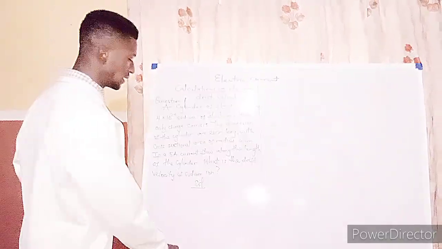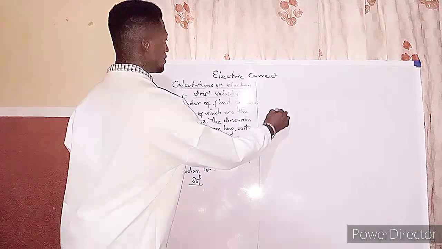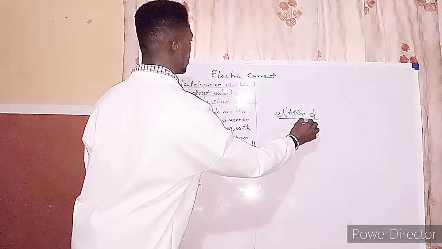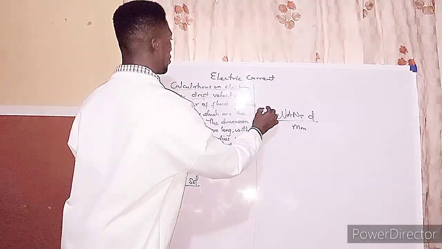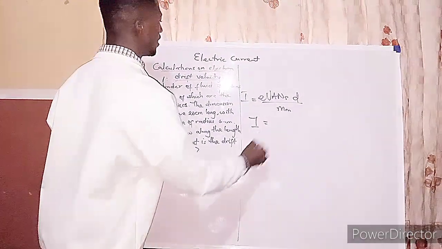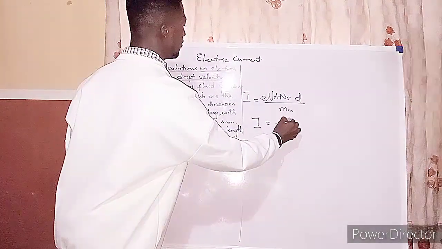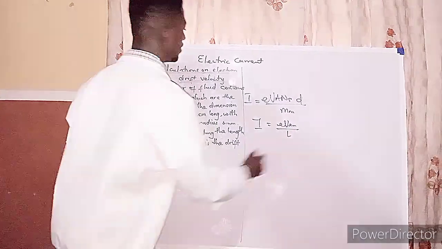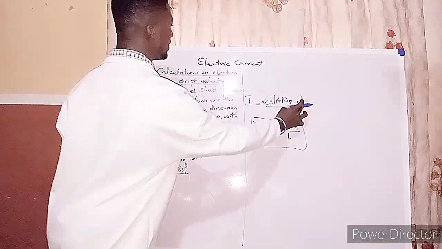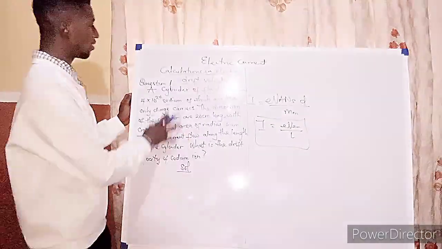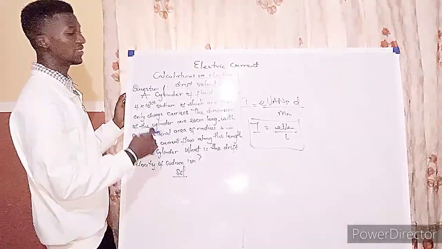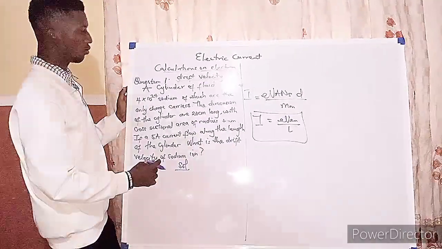The first one is J equals nevd, over what? Over A, and that is equal to our current. And the second formula is that your current I is still the same thing as nevA. We stated that you use the second formula when your density is not given. So let's state each of the parameters that have been given in this question and see how we can easily calculate without wasting much of our time.